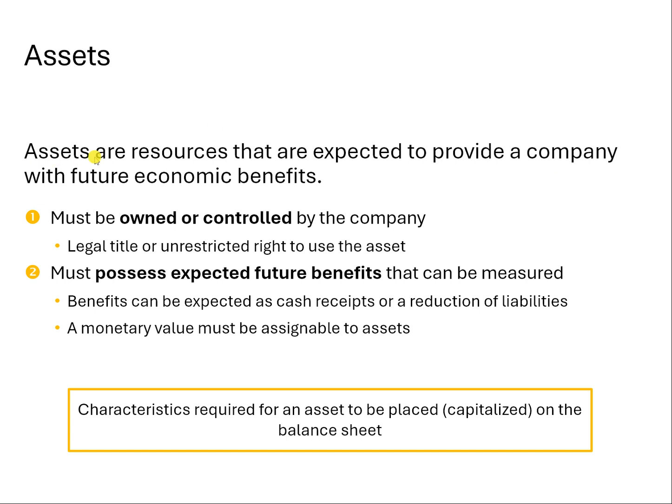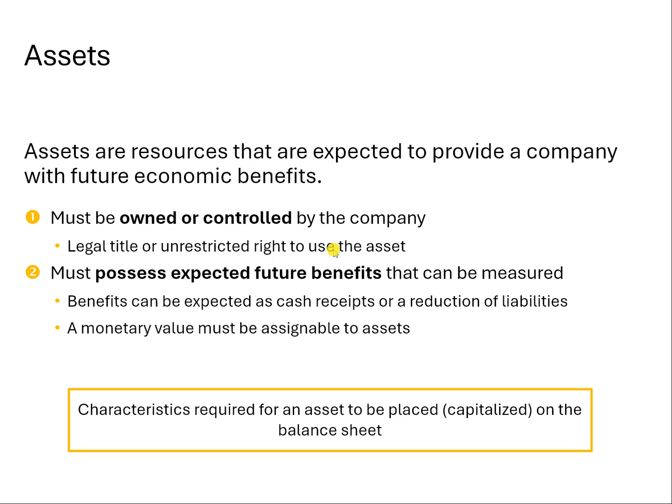So what are assets? Assets are resources that are expected to provide a company with future economic benefit. Some key terms: they must be owned or controlled by the company. In other words, we have legal title or unrestricted right to use the asset. If you borrow my car for a couple of days, that's not your asset because you don't have the legal title or unrestricted right to use the car.